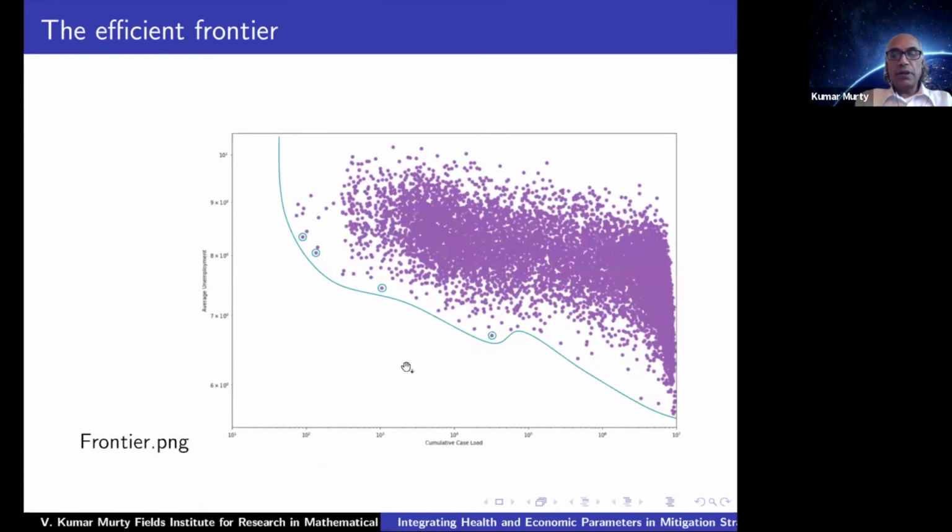Where is your comfort zone? If you think, no, at all costs we've got to bring the unemployment down, then it's just a fact: the caseload is going to go up, and then the question is, does it go up to a manageable level or not?